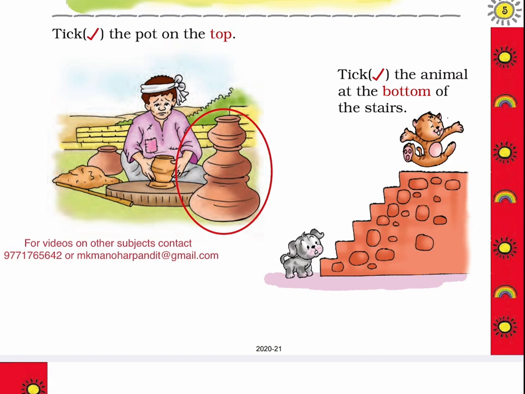Page 5, part 2, picture 2 shows 2 animals, a dog and a cat. Cat is at the top step of the stairs, and a dog is at the bottom of the stairs. Question 2. Identify and tick mark the animal at the bottom of the stairs.